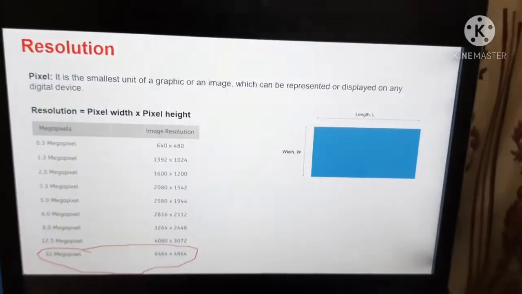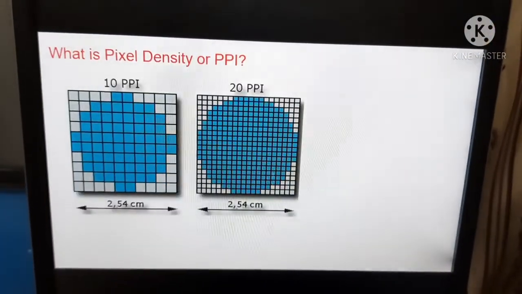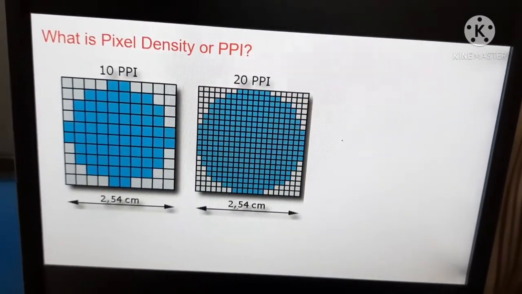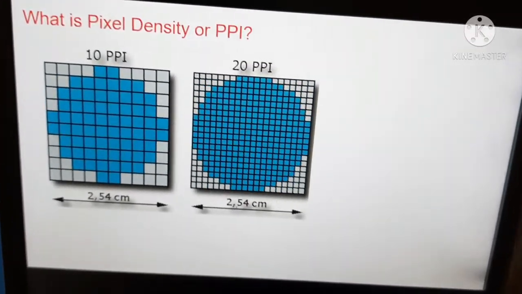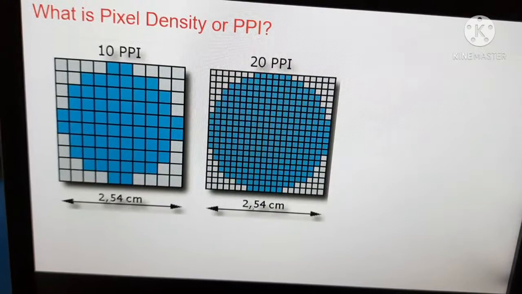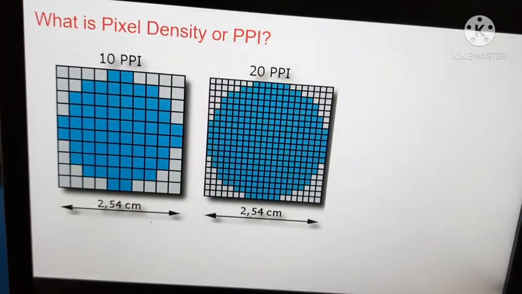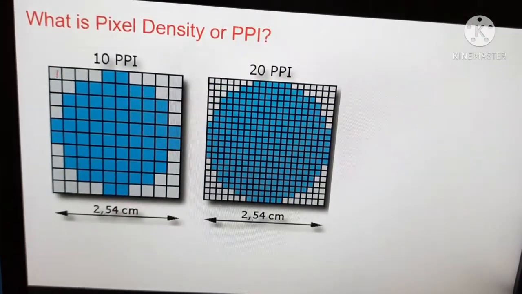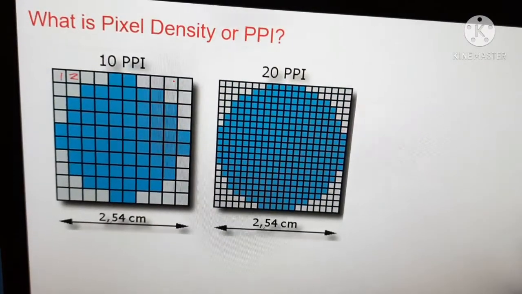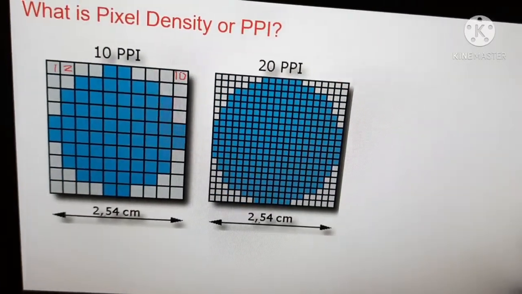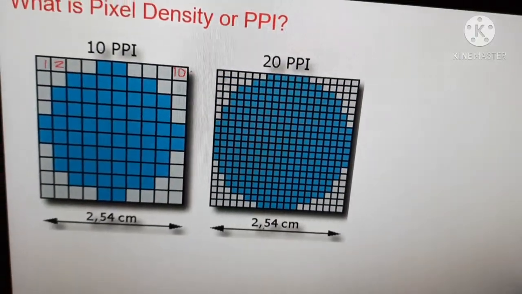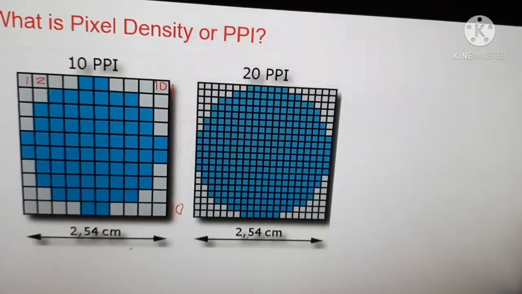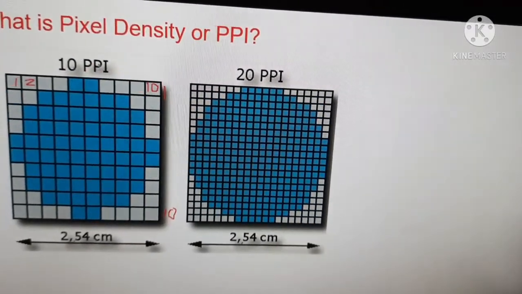We will see now what is pixel density. Pixel density is nothing but pixels per inch. For example, 1 inch is equal to 2.54 centimeters. For example, I am having 10 pixels. So this is pixel 1 and this is pixel 2. Like that I am having 10 pixels, and again 1 and 2, up to 10. So this is 10 by 10 pixels. So in 1 inch you are having 10 pixels per inch.